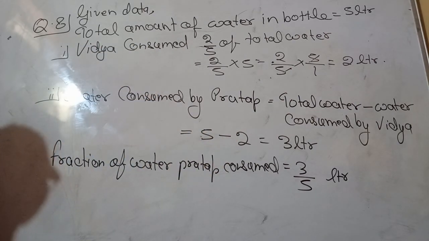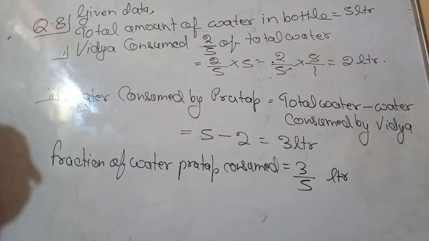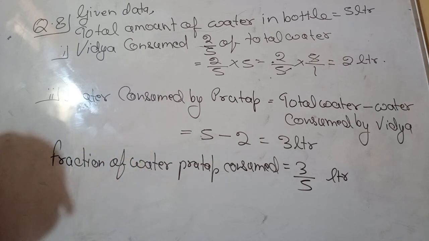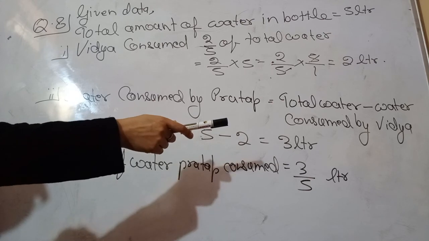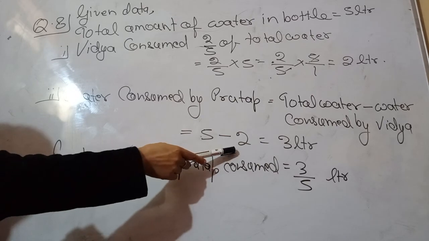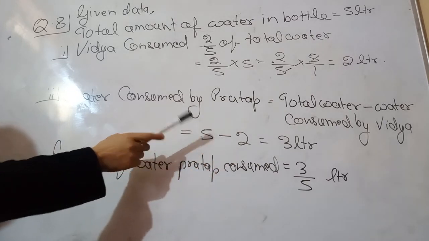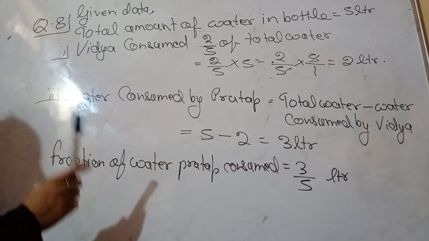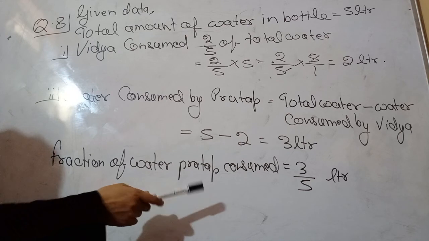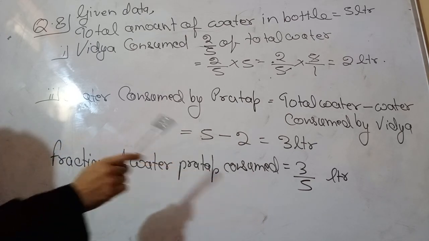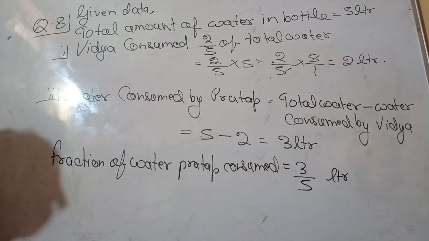How much water did Vidya consume? Vidya consumed 2 liters of water. Out of how much? Out of total 5 liters of water. Second option, water consumed by Pratap. Okay, if we subtract water consumed by Vidya from total water, then we will get the water consumed by Pratap. So Vidya consumed 2 liters of water and total water is given 5 liters. So 5 minus 2 gives us 3 liters. Okay. But when we have to write it in fractional form, that fraction of water consumed by Pratap is, then total water he consumed 3 liters out of how many liters? Out of 5 liters. So what is the fraction? Fraction is 3 by 5.